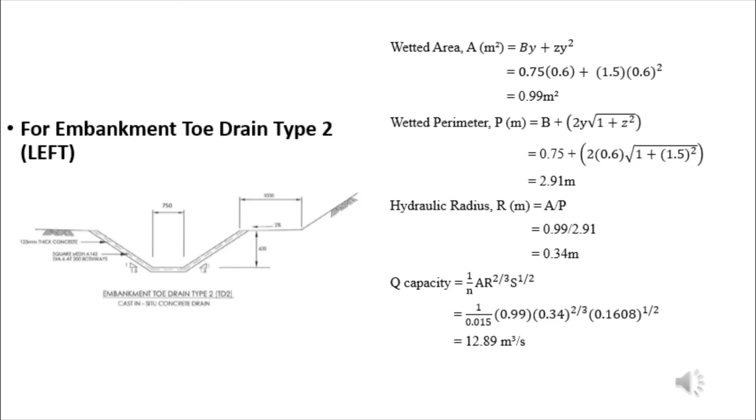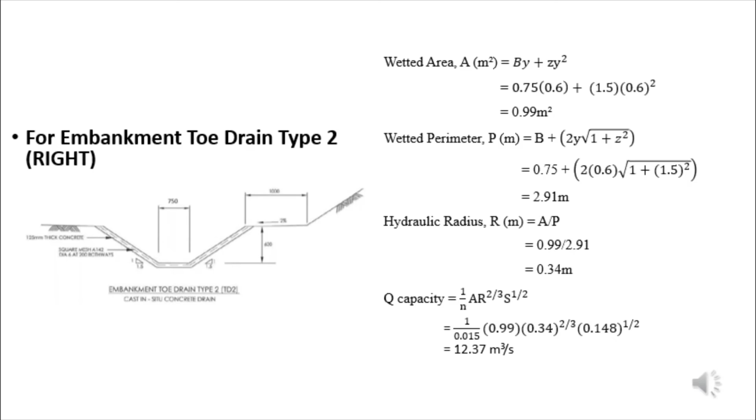For the toe drain left side, we find the wetted area, wetted perimeter, and hydraulic radius, then calculate Q capacity, and the Q capacity value of the left side toe drain is 12.89 meter cube per second. And for the right side toe drain, it is also the same calculation as the left side. The Q capacity value of the right side toe drain is 12.37 meter cube per second.